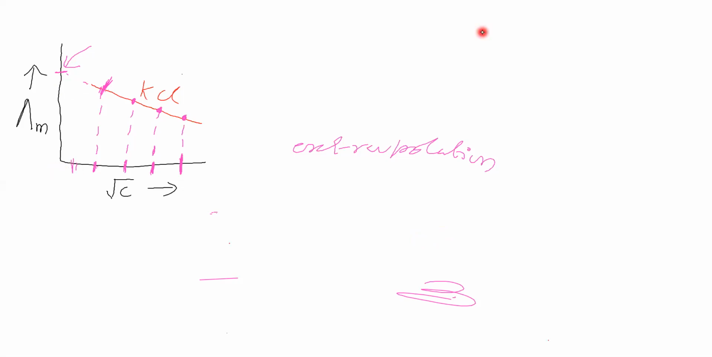Sir, how do we draw the graph at this place, because experimentally we are not getting lambda m? What we have to do is see the rest of the graph. This graph we have drawn using experiment. By seeing the behavior of this graph, we can draw the rest of the graph. That is called extrapolation.